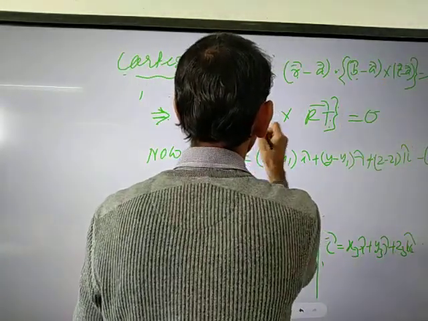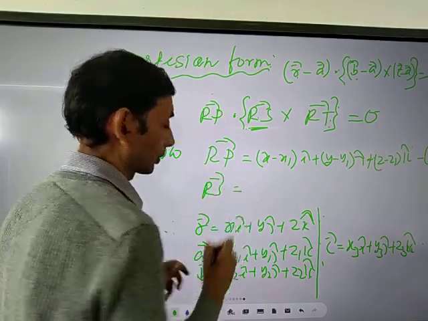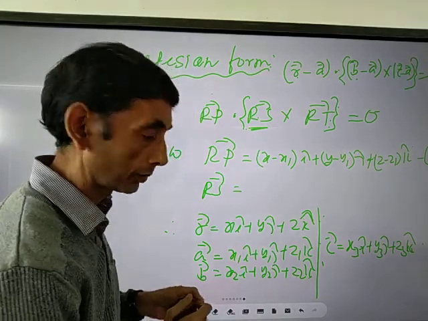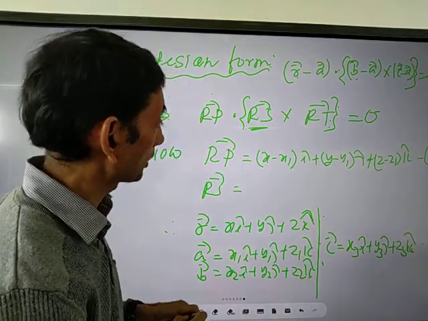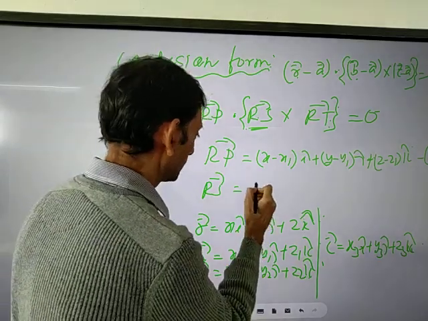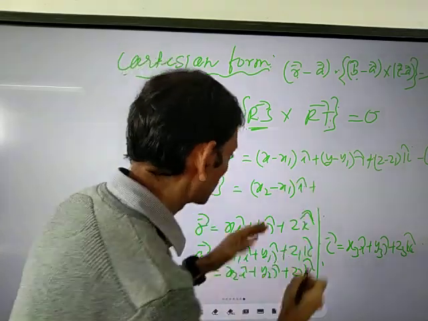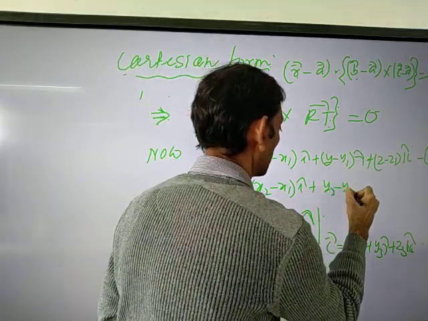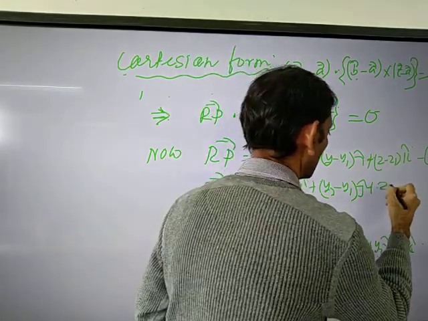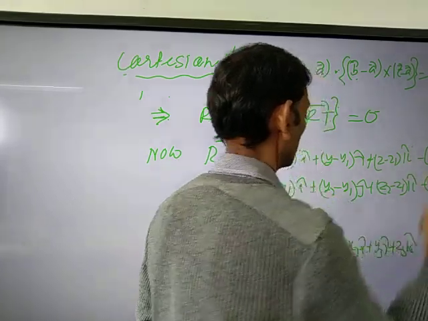B minus a means rs. So we'll find out rs. What is rs? B minus a. If you subtract, b is x2, so this is x2 minus x1 i cap, y2 minus y1 j cap, and z2 minus z1 k cap. Assume this is 2. Fine.